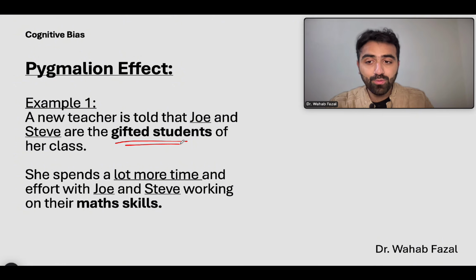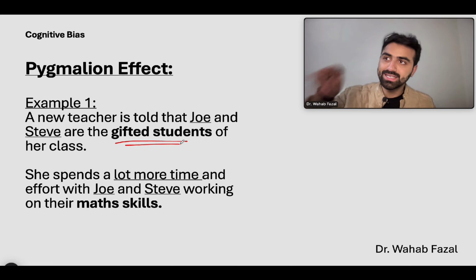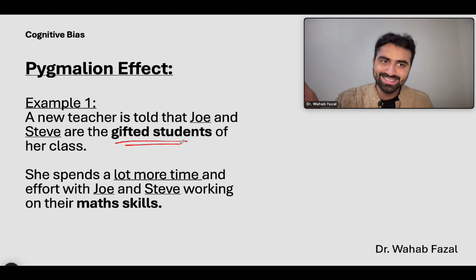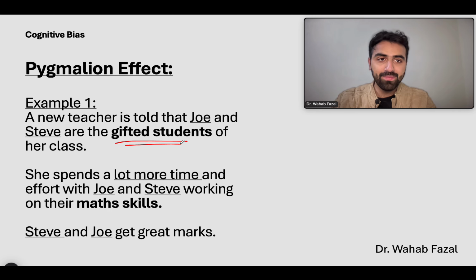She spends a lot more time and effort with Joe and Steve working on their math skills than the rest of the class. What has happened? You told the teacher that these are the two smart kids of the class. She now spends a lot of time with those two smart and gifted kids on their math skills because she was told these two students are very good. What will happen? Because she spent a lot more time and they're also smart, they get great marks.